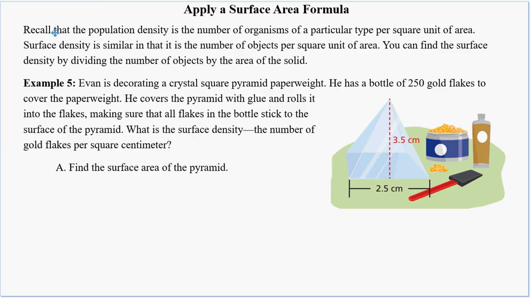Applying a formula. Recall that population density is the number of organisms of a particular type per square unit of area. Surface density is similar in that it is the number of objects per square unit of area. We can find the surface density by dividing the number of objects by the area of the solid.